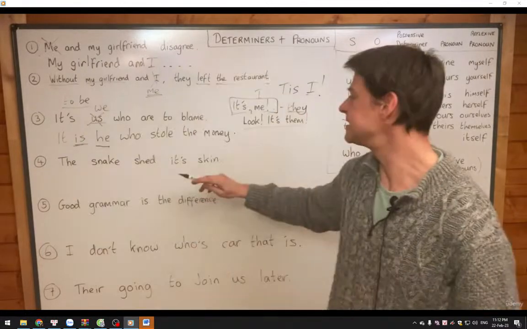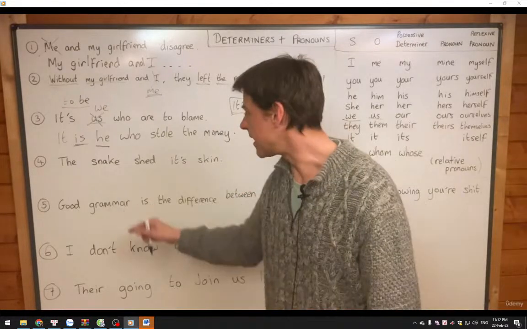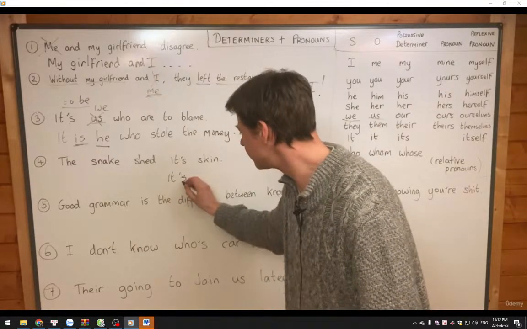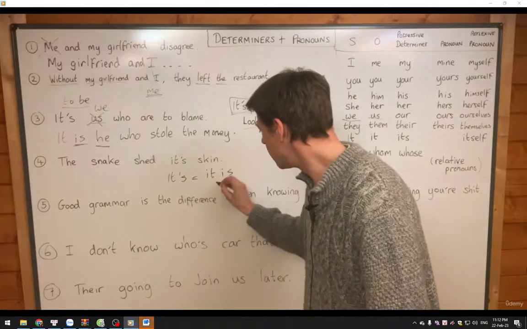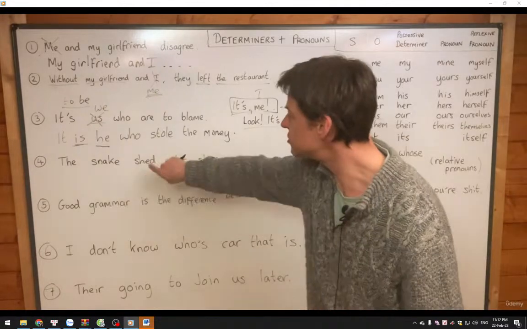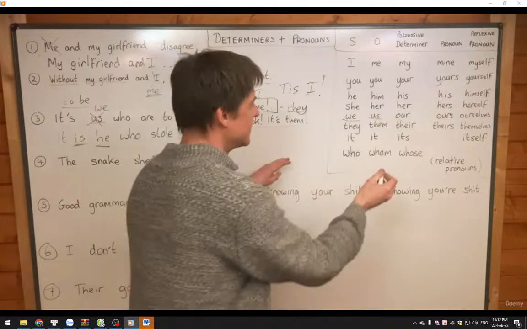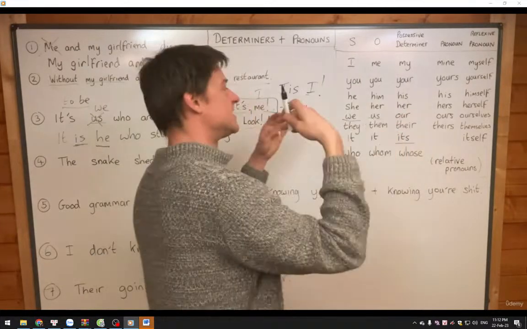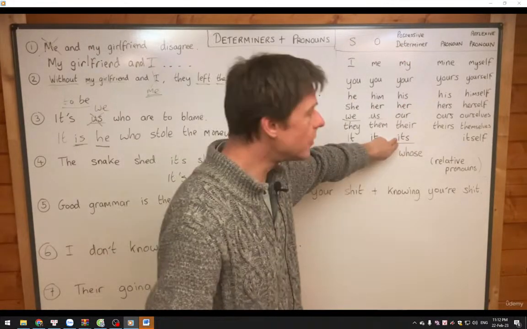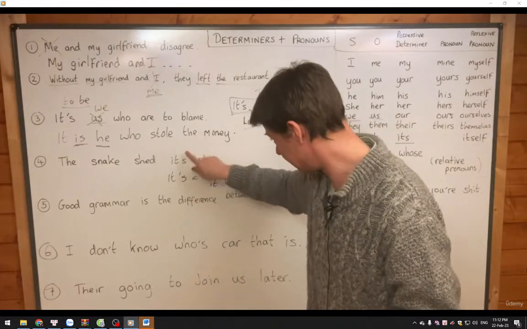Okay, the snake shed its skin. This is a very tiny error, but it's very common. When we think about it, we don't mean the snake shed it is or it has. And it's with an apostrophe always means it is or it has. But we don't mean it is or it has. We mean the snake shed its own skin. This its is a possessive determiner. Just like his skin, her skin, my skin. Its skin, there is no apostrophe in the possessive determiner its. And so we need to take away the apostrophe, and then it's correct.